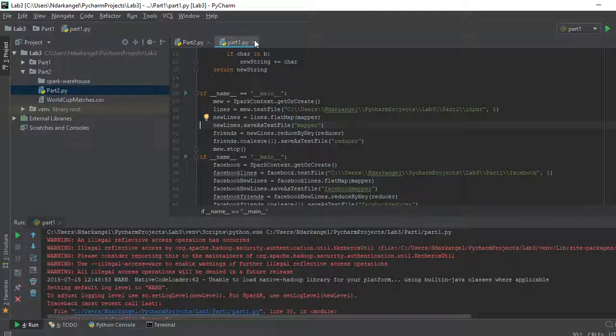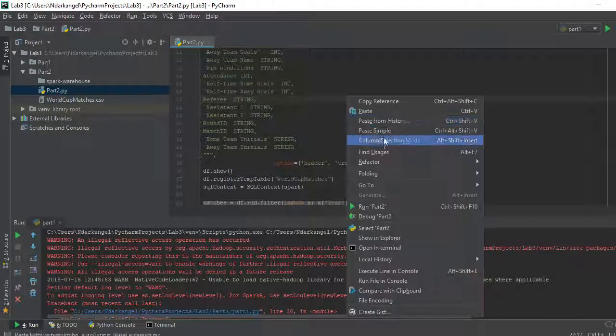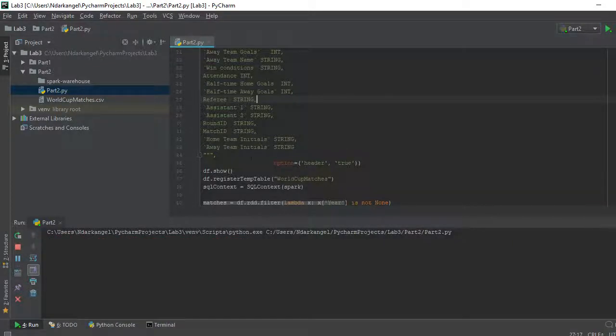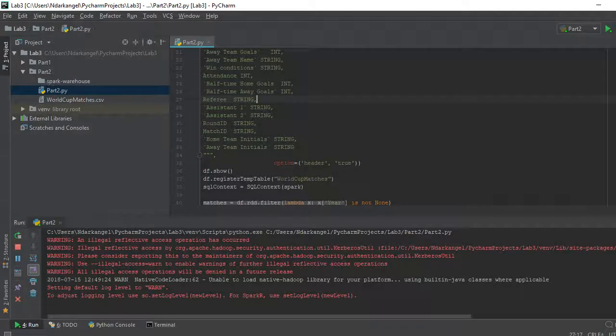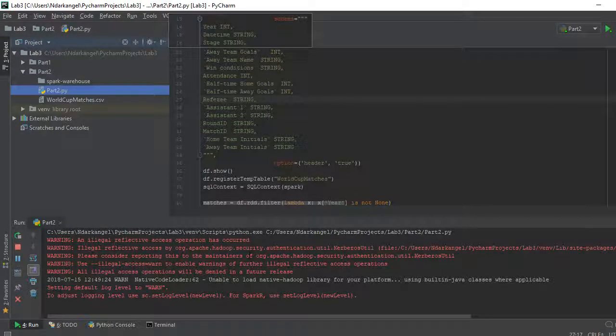Sorry, for some reason I was running this thing by accident. So let's actually run part two. When I clicked it, it went to my first part, because the files are already created here. It cannot create the file two times.